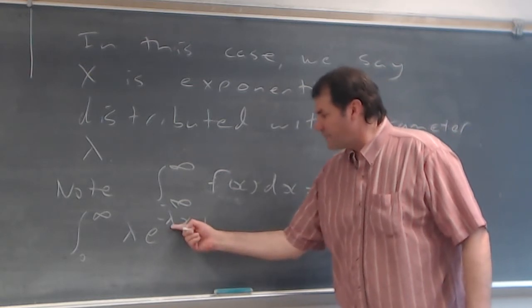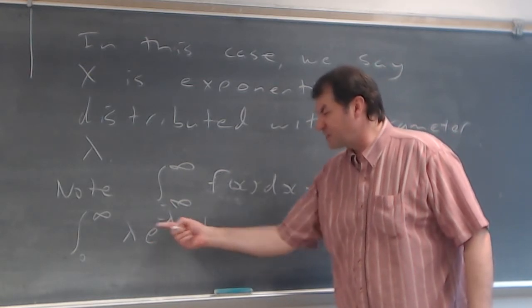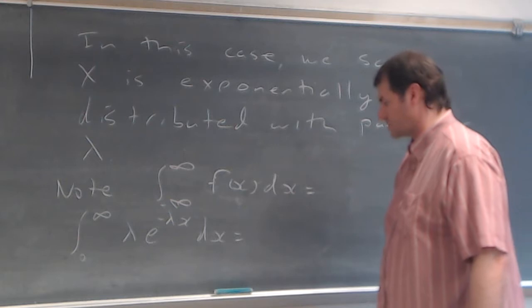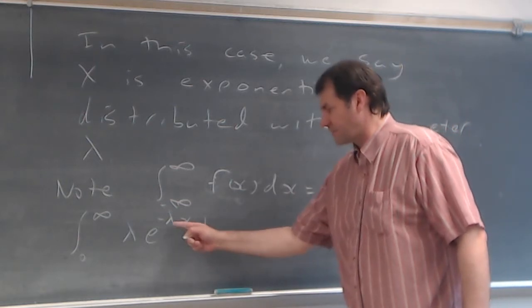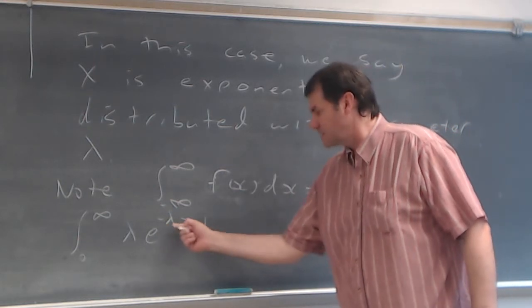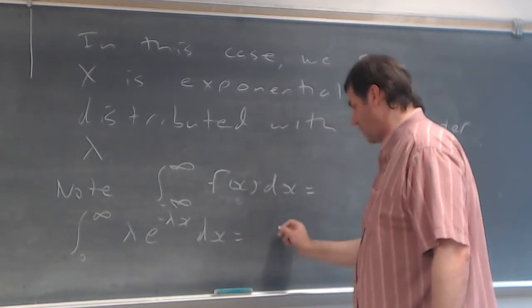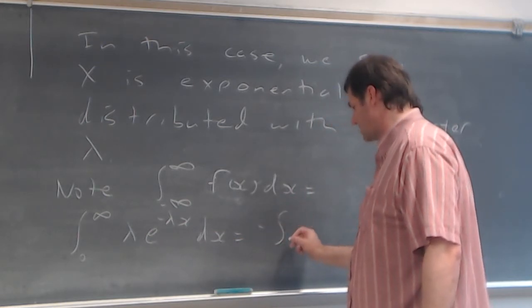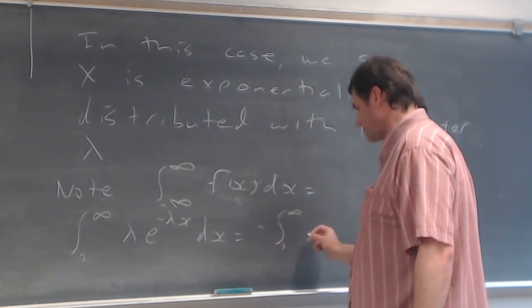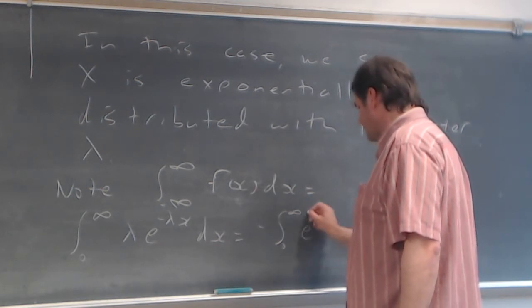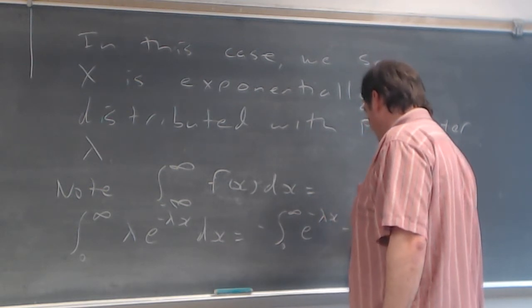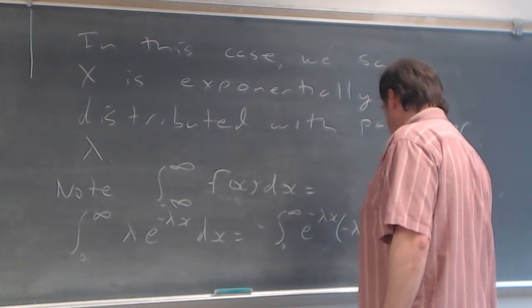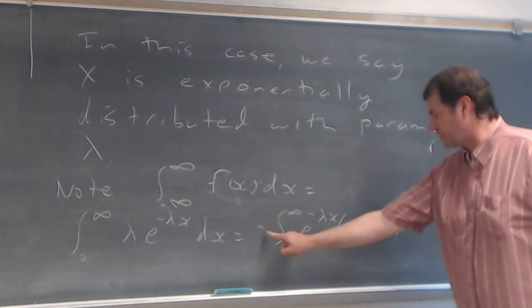This is e to the something. To integrate e to the something, you need to have its derivative to use substitution, the derivative of the something. The derivative of minus lambda x with respect to x is minus lambda, which we almost have. So I'll write down it's minus the integral from 0 to infinity of e to the minus lambda x times minus lambda dx. So I've inserted a minus here and a minus here.